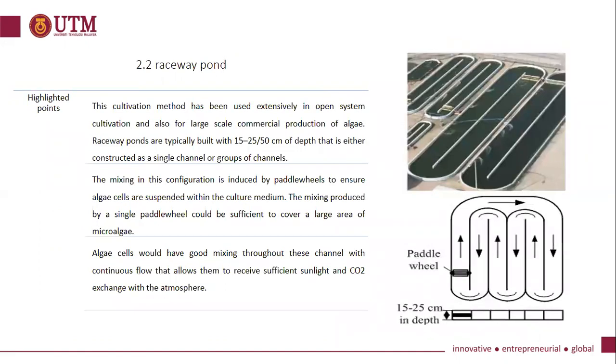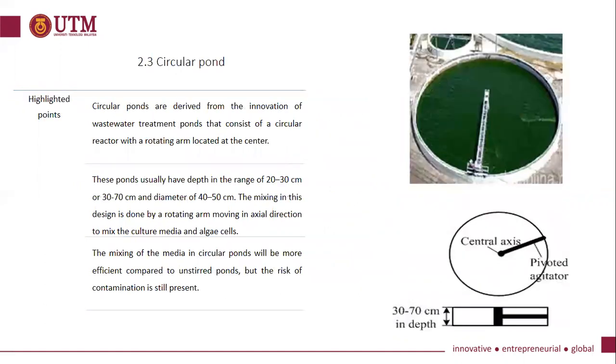The second one is the raceway pond. This cultivation method has been used extensively in open system cultivation and also for large scale commercial production of algae. The mixing in this configuration is induced by paddle wheels to ensure algae cells are suspended within the culture medium. The third one is the circular pond.